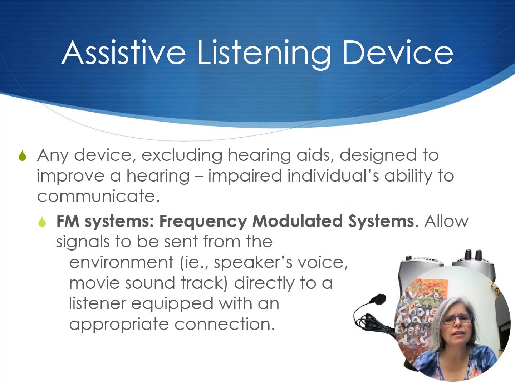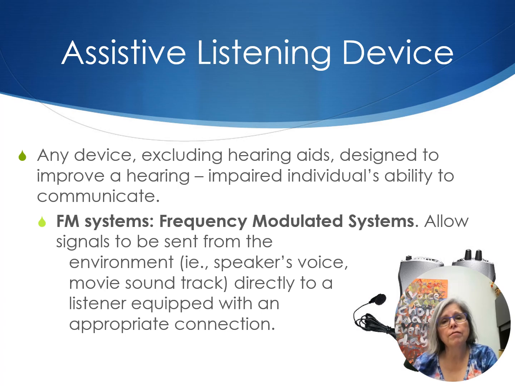The next item on the list is assisted listening devices and alerting devices. And this one includes things like FM systems. And unfortunately, again, the image I have here is behind my image. So if you look at the slides I have in addition, you can see an example of what one of these may look like. And this is any device, not including hearing aids, designed to improve the hearing individual's ability to communicate. So FM systems utilize FM signals, like a radio sort of signal.